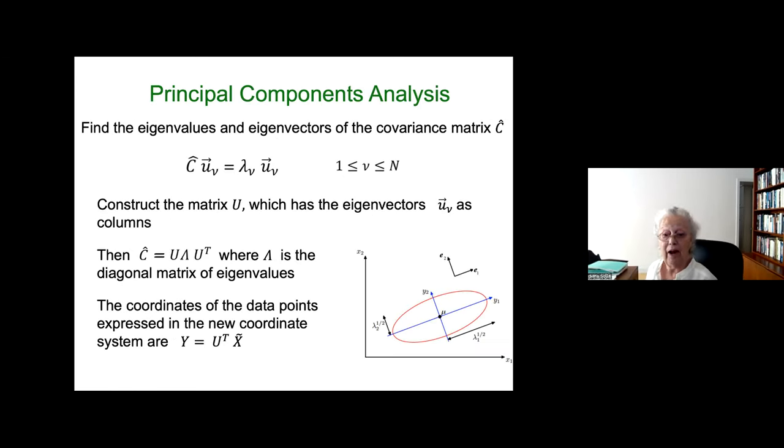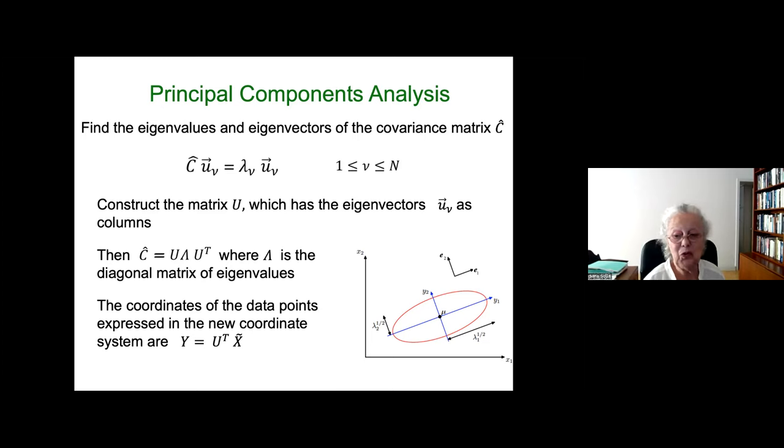So before I go into the idea of latent variables, I think most of you know about principal components, but let me stop here and ask if you have any questions so far. So far, so good. Okay.